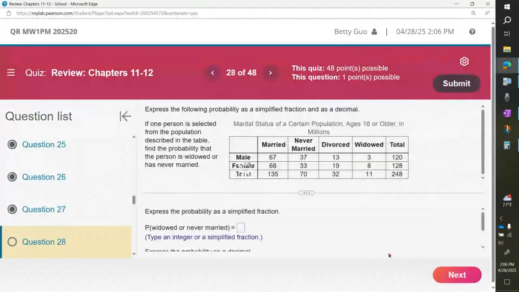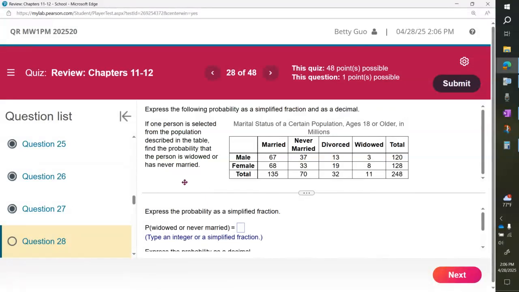Next. Question number 28. Express the following probability as a simplified fraction and as a decimal. Okay, to do 2 things. All right, so what are we looking for? If one person is selected from the population described in the table, find the probability that the person is widowed, or has never married. This is a probability involving OR. However, the 2 events are disjoint.